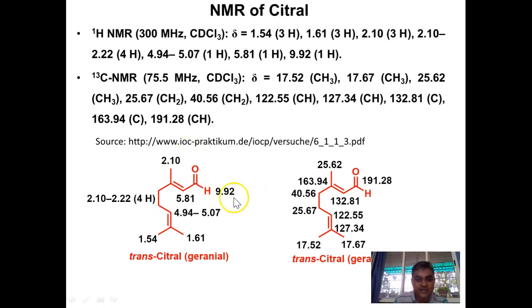This is appearing as a singlet. This 5.81 is an olefinic proton, and this one is also an olefinic proton. But this is appearing as a singlet, whereas this is appearing as a multiplet due to the coupling at these carbon atoms.